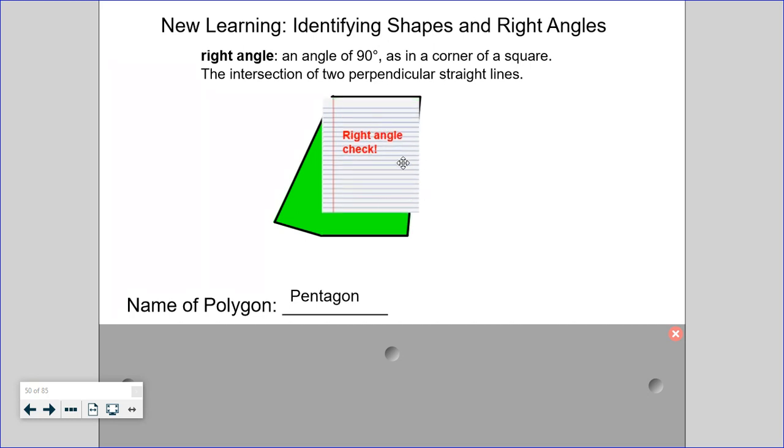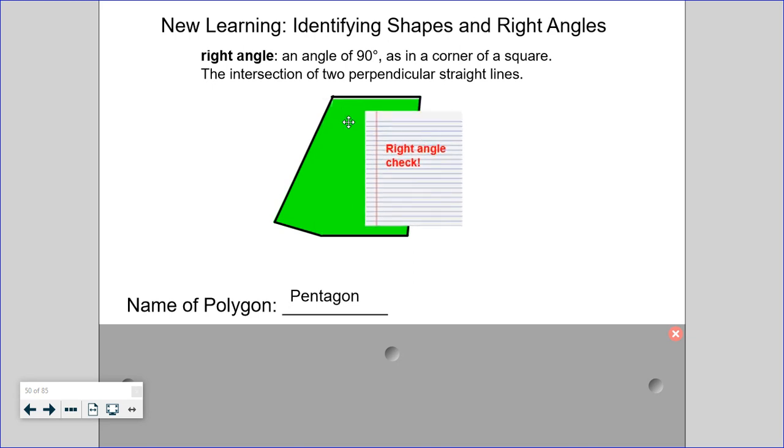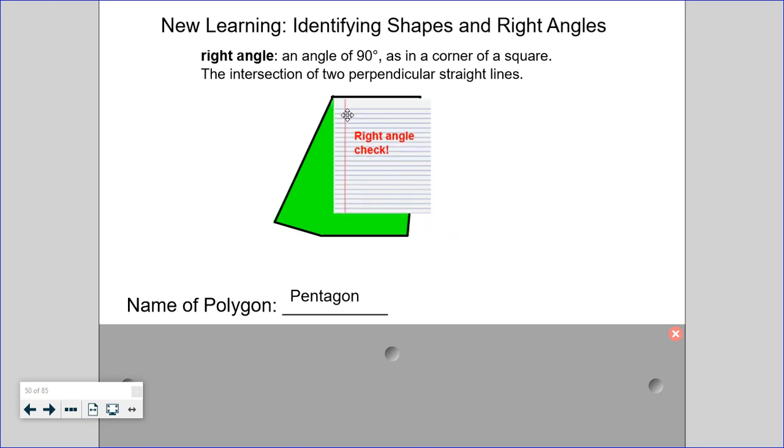Ooh, it's very close, isn't it? But look, if I scoot it over, you can really tell. Does this side match exactly? No. So it's close to a right angle, but it is not a right angle. How about this one right here? I'm going to move this corner. No, it's definitely not. This one's much bigger than a right angle.